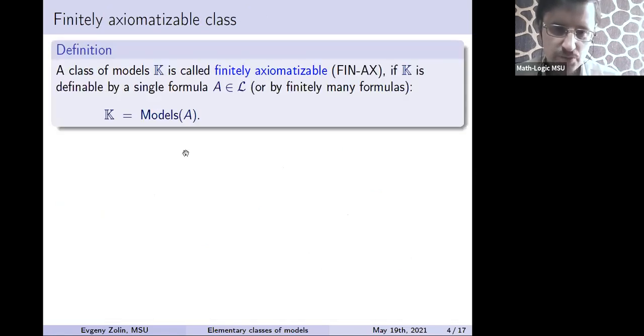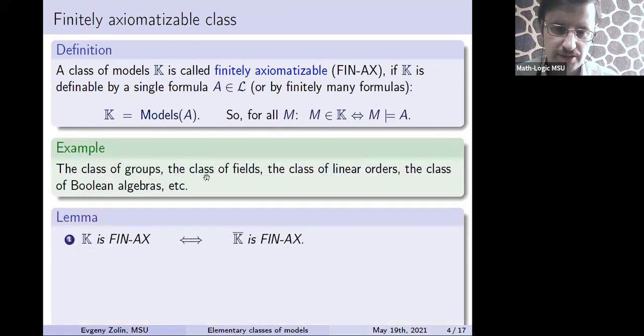In the previous lectures, we called a class of models finitely axiomatizable if we can define this class using just one formula, a single formula A. In other words, for any model M, this model is in K if and only if it satisfies our formula A. For example, the class of groups, the class of fields, of linear orders, Boolean algebras. All these classes are finitely axiomatizable. Recall that Boolean algebras are defined by quite a long list of properties. These are just axioms in some first order language, in some signature.